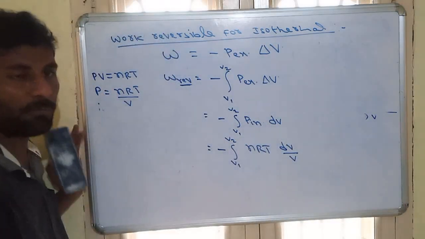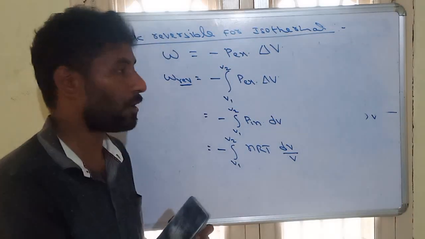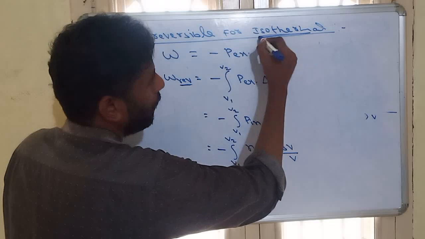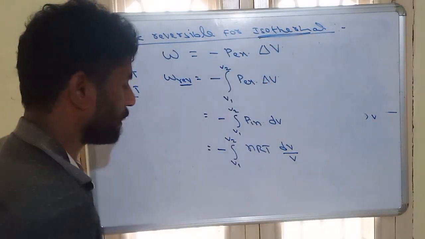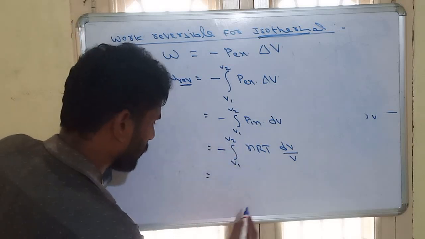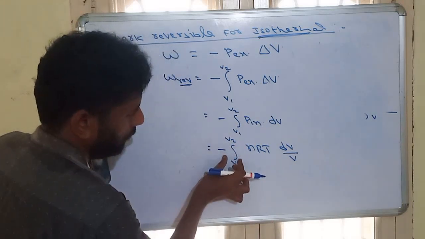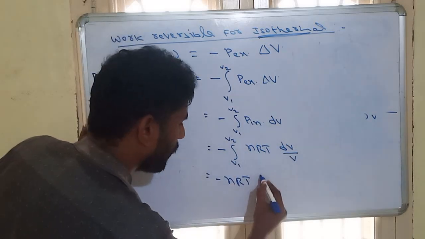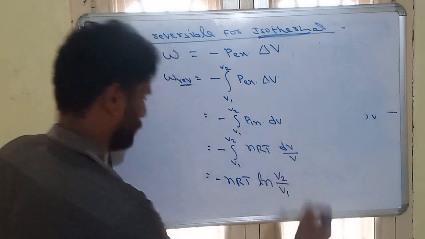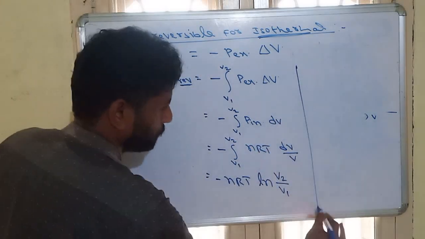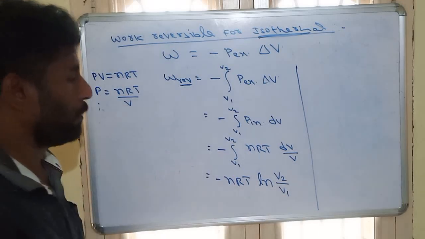So n is the number of moles, R is the gas constant. Temperature is also constant. Why? Because we are using an isothermal process. Isothermal means temperature is constant. So constant terms we can take outside. Minus nRT, integration of dV by V will be ln V2 by V1. So minus nRT ln V2 by V1.